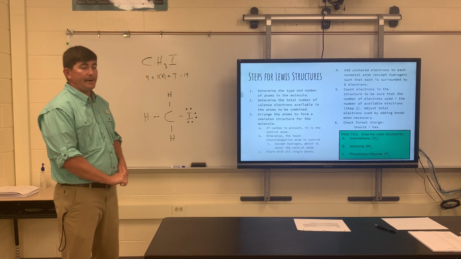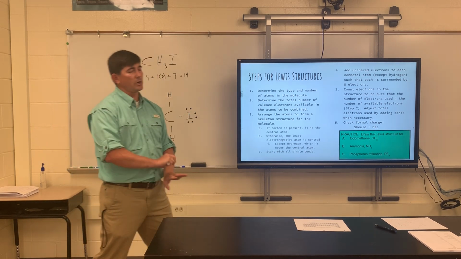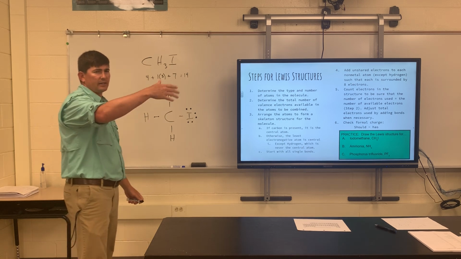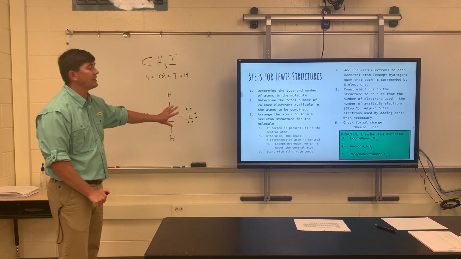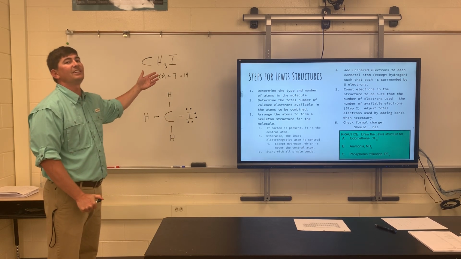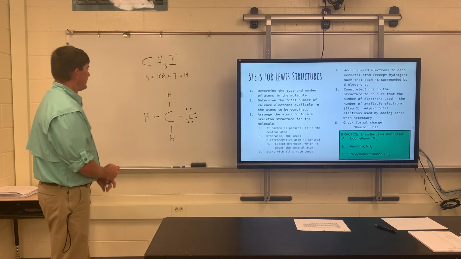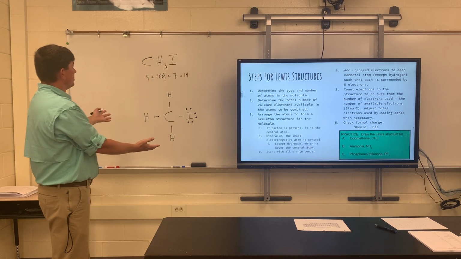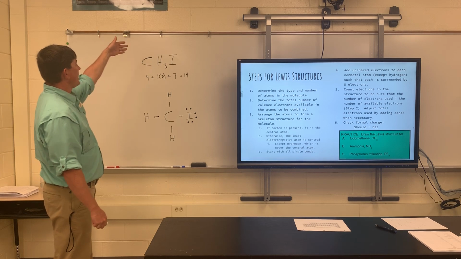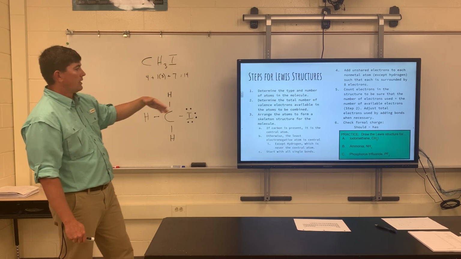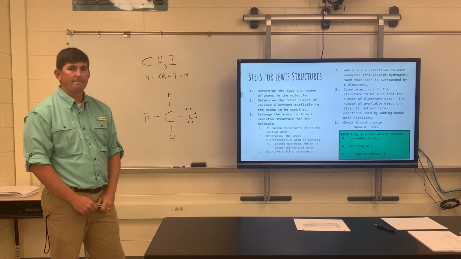In terms of formal charge, we're not going to talk about that yet. We'll talk about that a little bit later on. Formal charge wouldn't have anything to do with it. It wouldn't change this problem. Okay? So we're good. That is the Lewis structure for CH3I, or iodomethane. Okay? Excellent.